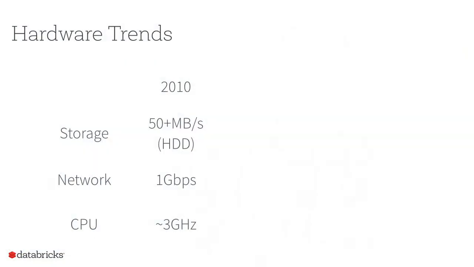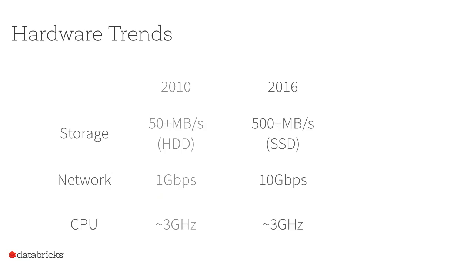So first, let's take a look at the hardware trends over the last 6 years. In 2010, roughly when Spark started, storage was providing about 50 megabytes per second in I/O throughput. Networks, we had 1 gigabit network, that was very common, and CPUs were running at about 3 gigahertz. If we fast forward to today, the landscape has changed quite dramatically for storage and network, with storage offering you 500 megabytes per second of I/O throughput in SSDs, and 10 GigE networks being extremely prevalent, particularly in data center settings.